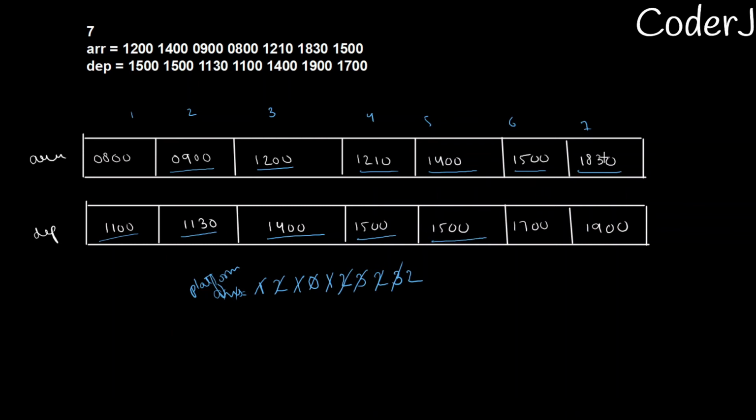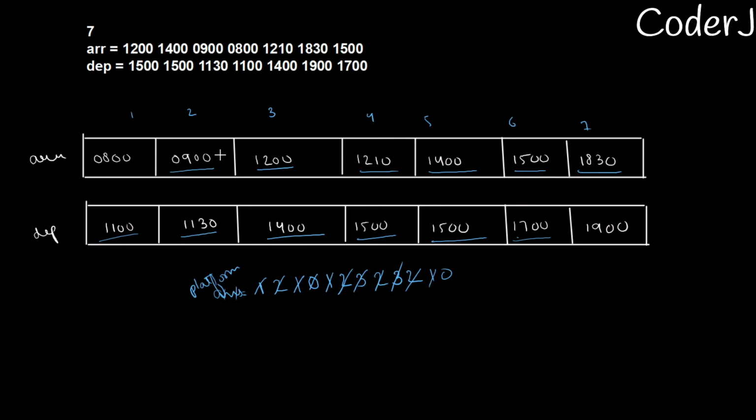You compare again that train 7 will be arriving at 1830. Has any train left before that? Yes, a train has left at 1500. Your platform count will become 1. You say again, train 7 will be arriving at 1830. Has any train left before that? Yes, a train has left at 1700. So your count will become 0, and after that train 7 will arrive, and there is no need to compare further.